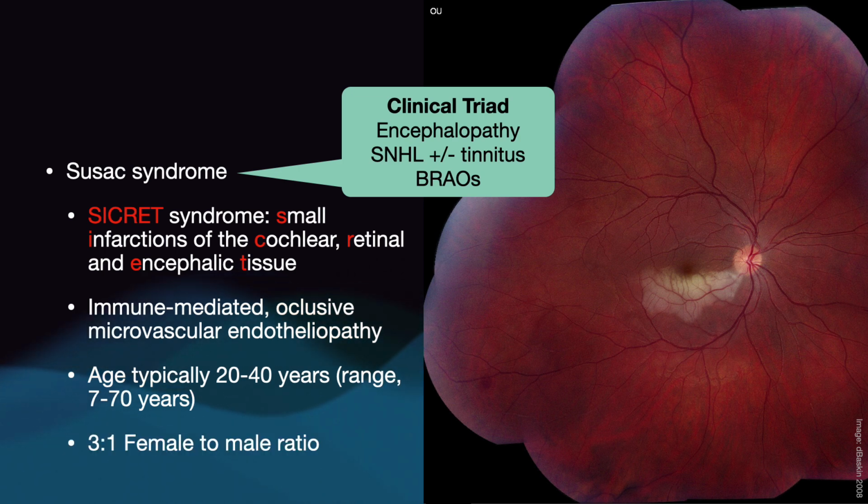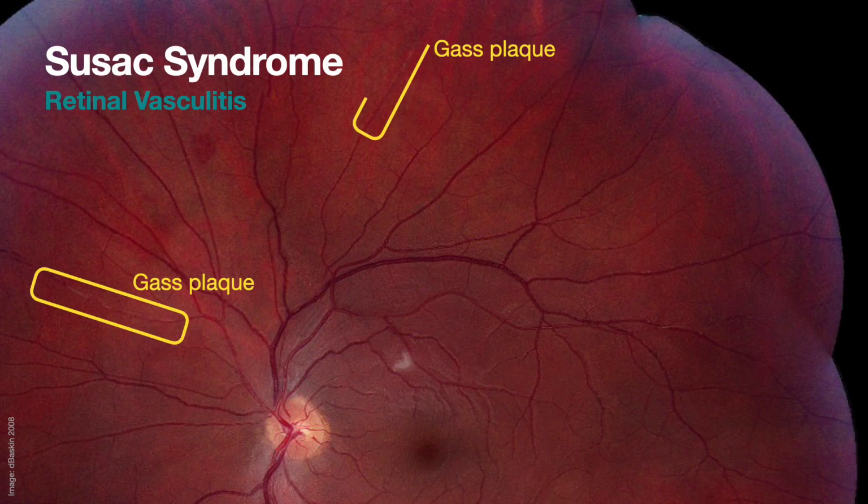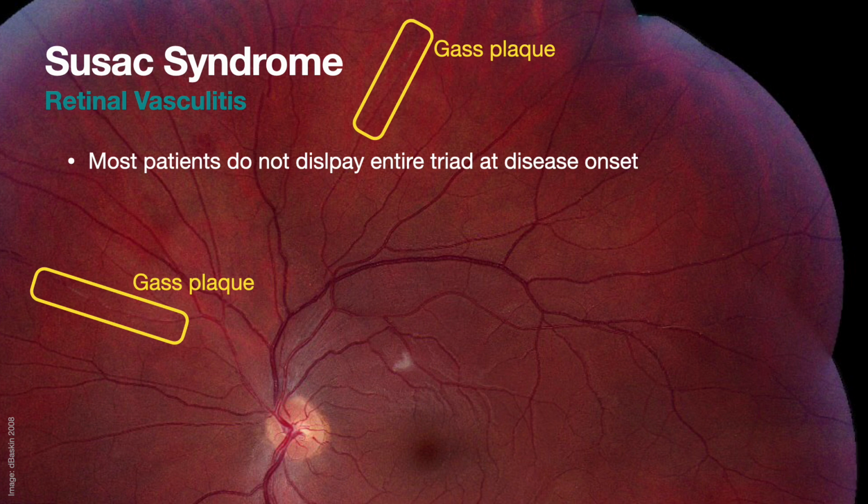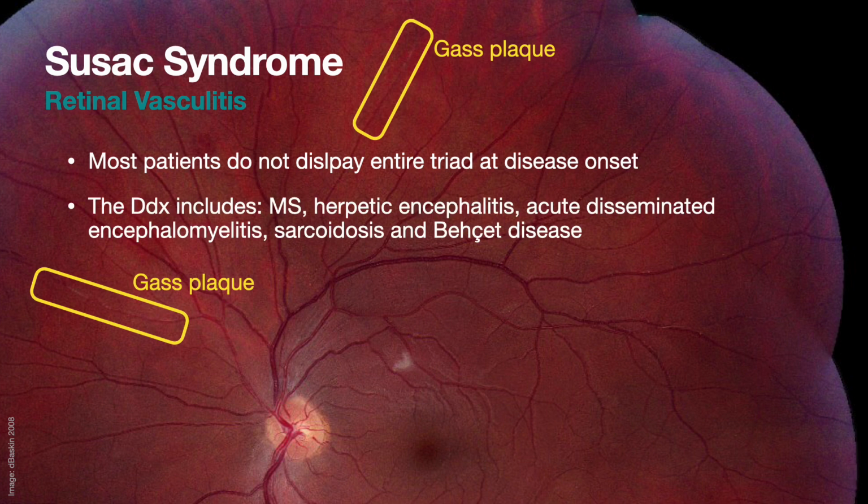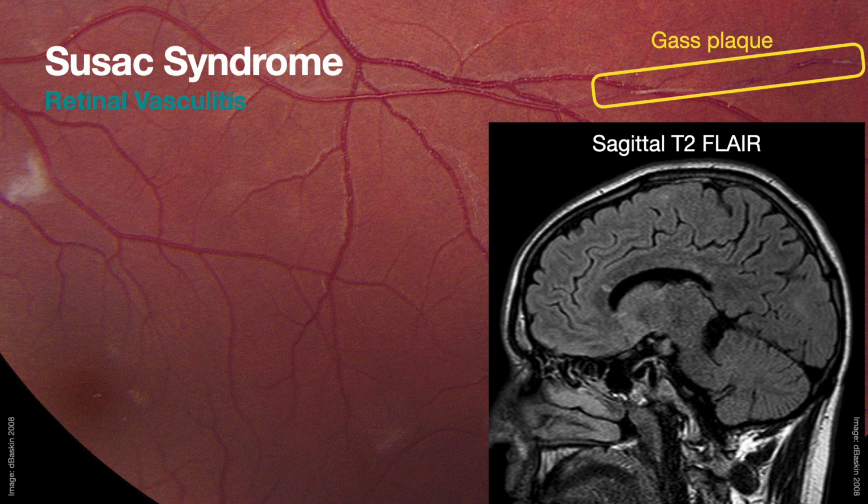That's the age range. It's usually females. This guy was a man. These are Gass plaques that he had, yellow arteriolar wall deposits. Most patients do not display the entire triad at disease onset. The differential includes what he was already diagnosed with: MS, ADEM, herpetic encephalitis, sarcoidosis, Behçet's. So usually they've got a long list before they get to you.